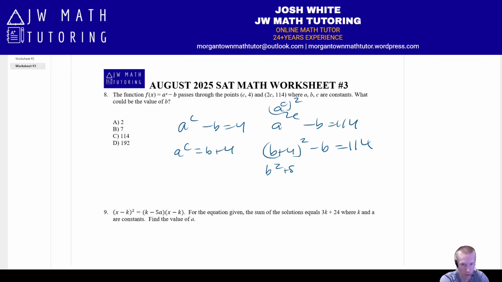Now at this point, you could just go straight to Desmos and solve it, but if you wanted to write out all the work, it just becomes b squared plus 7b minus 98 equals 0.